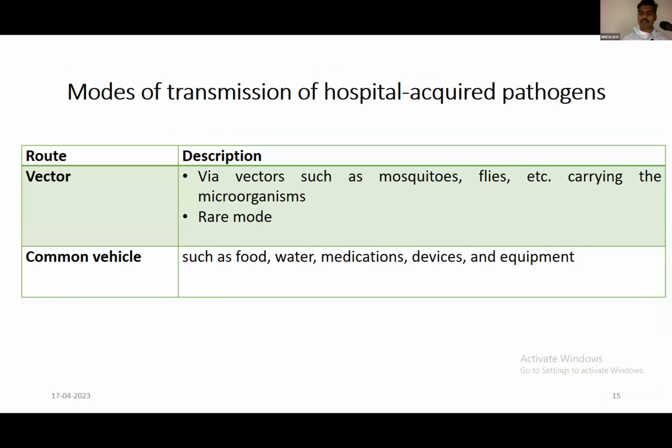The third mode is vector-borne infections. Mosquitoes and fleas in your hospital premises, carrying microorganisms, can cause hospital-acquired infection. The fourth is common vehicles, such as food, water, medication, devices, and equipment-related hospital-acquired infection.